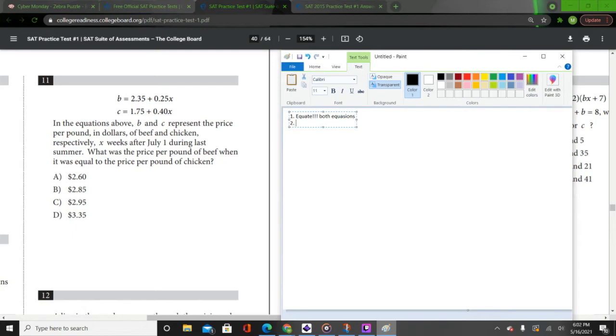2, solve for x, and 3, plug into either equation. And we can plug into either because we know it's the price per pound of beef when it was equal to the price per pound of chicken. We can plug into either because regardless, the prices are going to be equal.